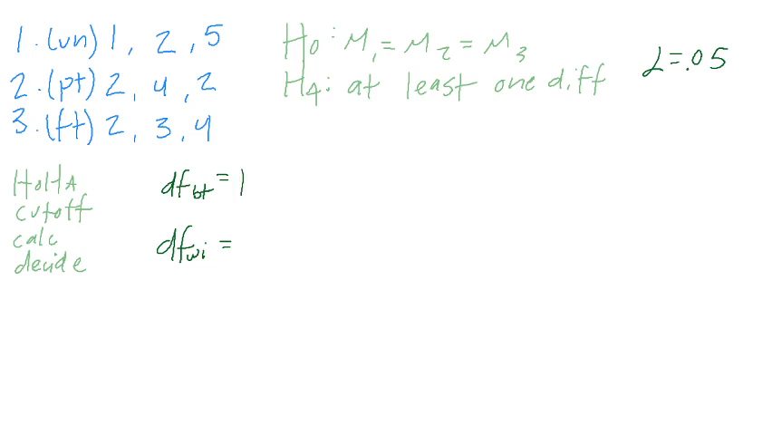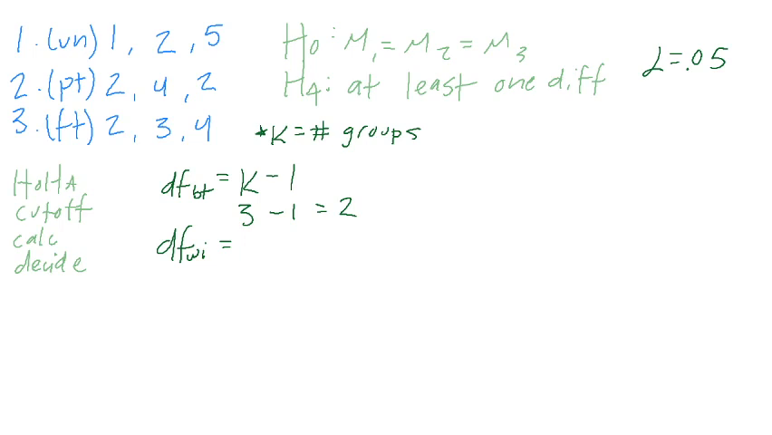The degrees of freedom between is equal to k minus 1. And k is new. k is equal to the number of groups you have. We have 3 groups, but we could have more. We can have 4, 5, 6 groups in an ANOVA. But we have 3, so our degrees of freedom between would be equal to 2.